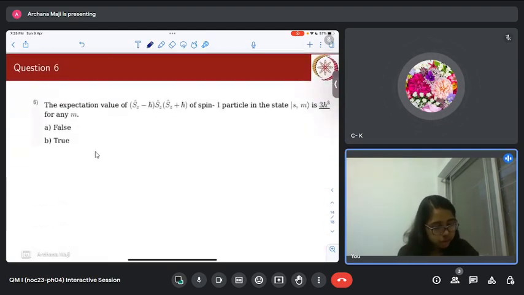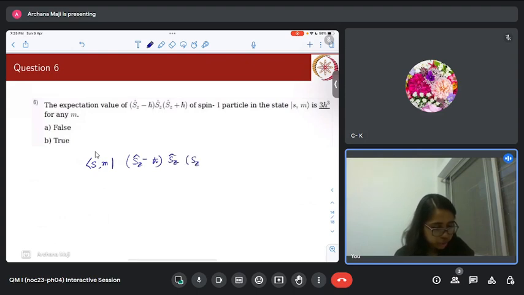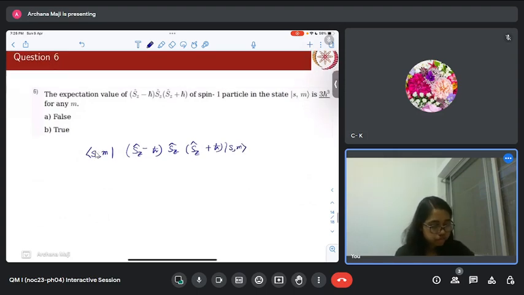The expectation value of this operator for a spin 1 particle in the state S, M is 3 h cross squared for any M. So for any M, if we take the expectation value of that operator, what do we get? Is this true or false? What do we get? The eigenvalue? Not the eigenvalue, I mean the matrix element. What do we get for this matrix element? The expectation value.